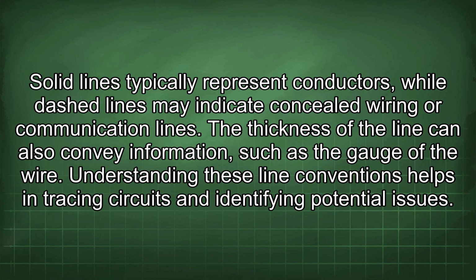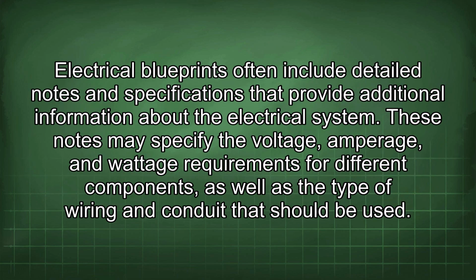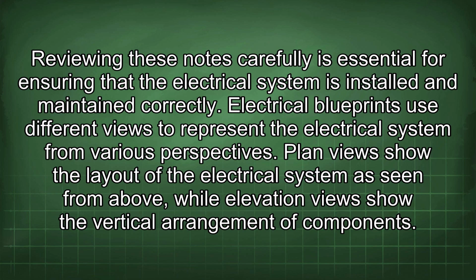Understanding these line conventions helps in tracing circuits and identifying potential issues. Electrical blueprints often include detailed notes and specifications that provide additional information about the electrical system. These notes may specify the voltage, amperage, and wattage requirements for different components, as well as the type of wiring and conduit that should be used. Reviewing these notes carefully is essential for ensuring that the electrical system is installed and maintained correctly.